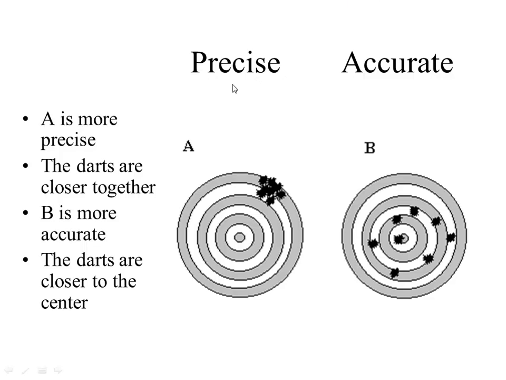So I like to do the dartboard because A is very precise, but it's not accurate because it's not close to your target value. B is more accurate because the groupings are close to your target value, but the measurements have a high uncertainty. They're all over the place, farther away from the target. So you can have high precision and low accuracy. You can also have low precision and high accuracy. It's just important to determine it correctly.